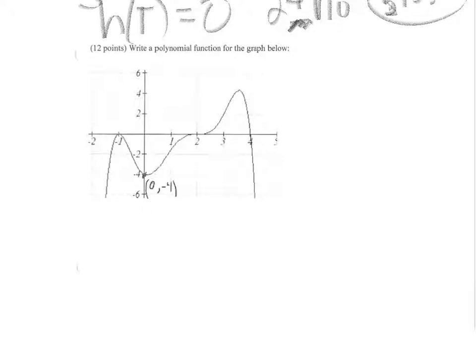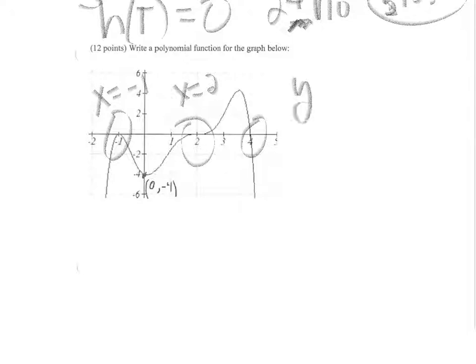Okay, so I'm seeing a polynomial. So I know it's not a rational function. I'm seeing a double root at x equals negative 1. I'm seeing a triple root because it is wiggling through. So at x equals 2, it's a triple root. And I see a single root at x equals 4. I see it also opens down, but we'll figure that out in a minute.